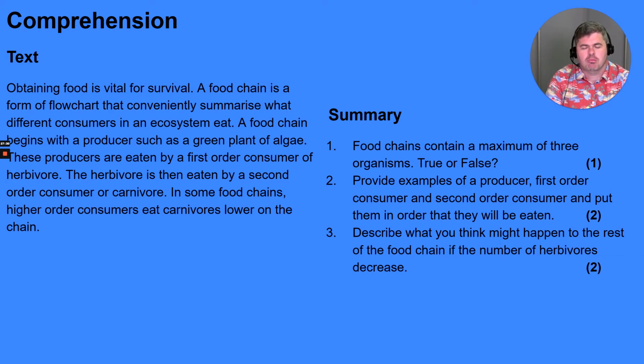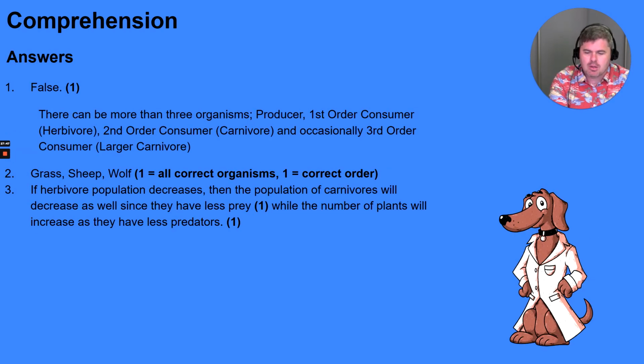So, first question. Food chains contain a maximum of 3 organisms. True or false? It's false. The very last sentence contradicts that statement. In some food chains, higher order consumers eat carnivores lower in the food chain. So, there can be a producer, first order consumer, which is a herbivore, second order consumer, which is a carnivore, and occasionally you can have a third order consumer, or an even larger carnivore.